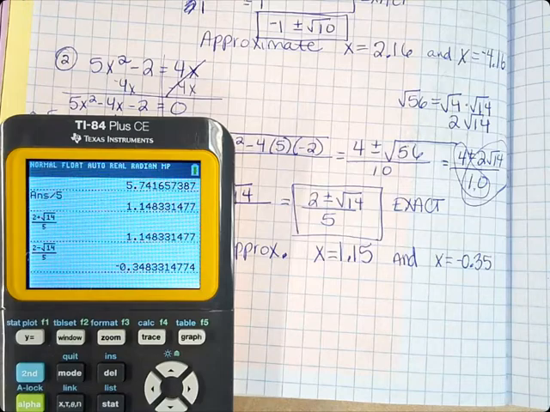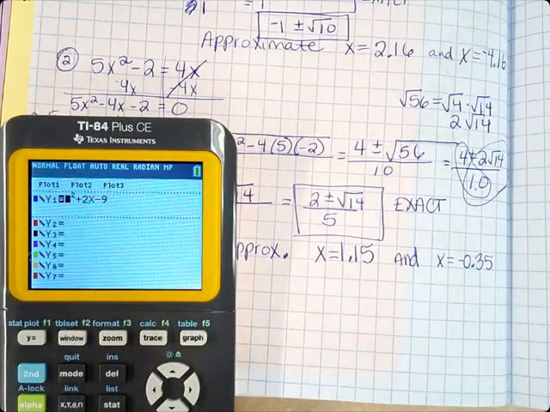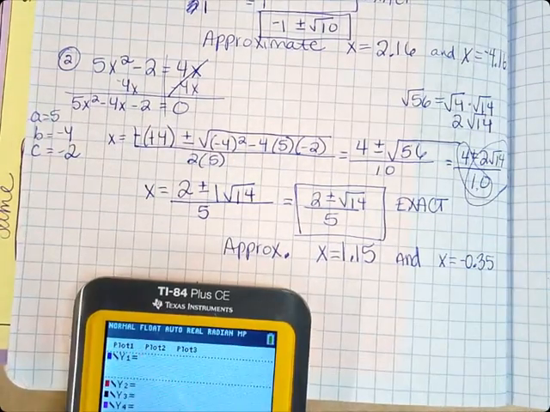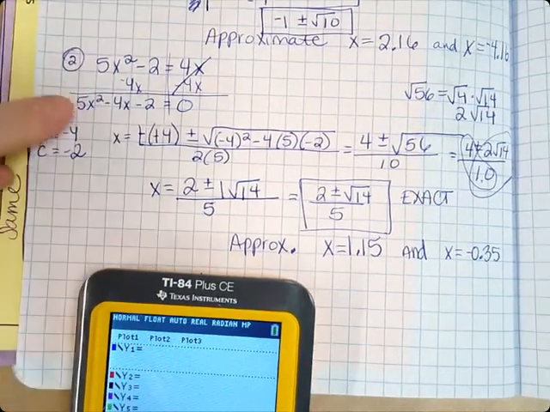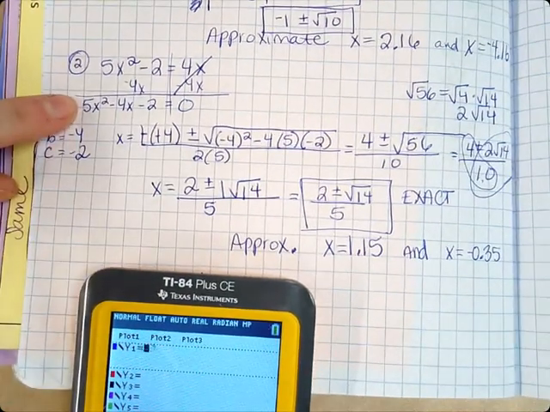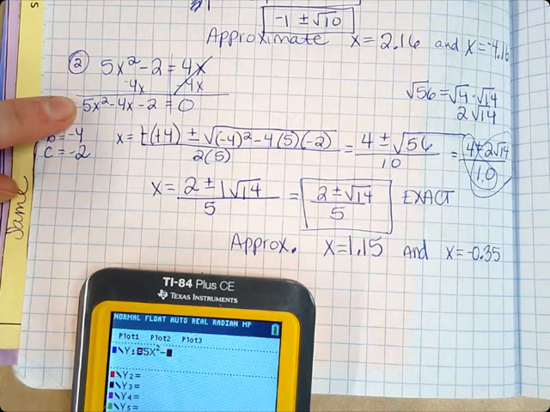So now we'll put into y equals to check. So put it in where it says equals 0. So 5x squared minus 4x minus 2.